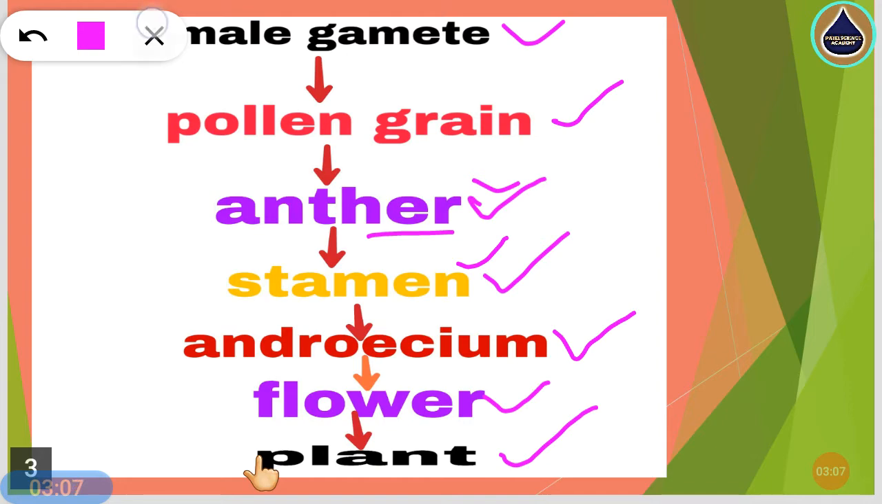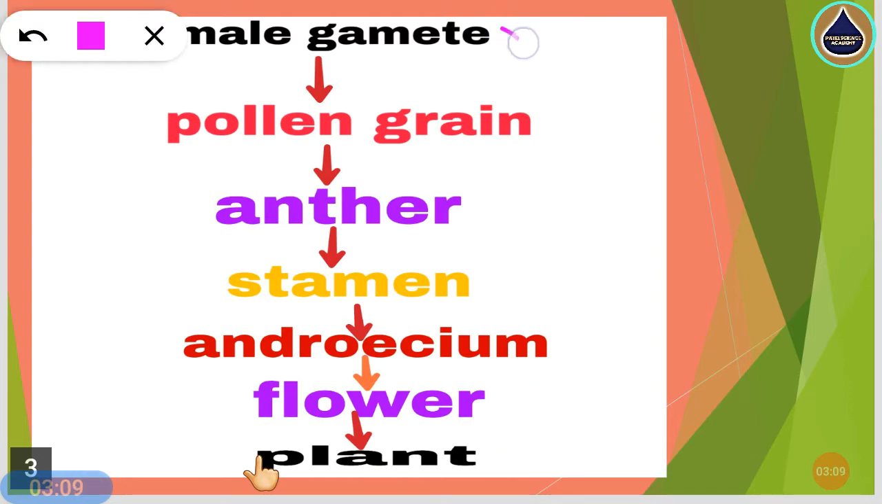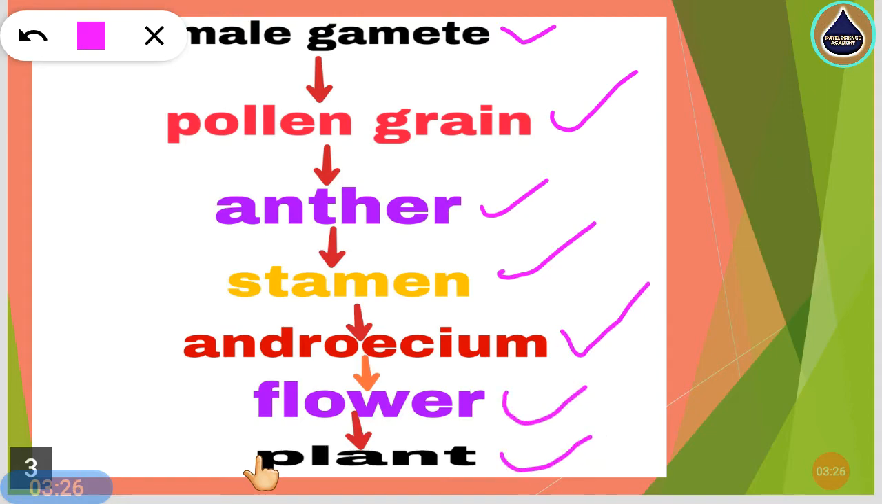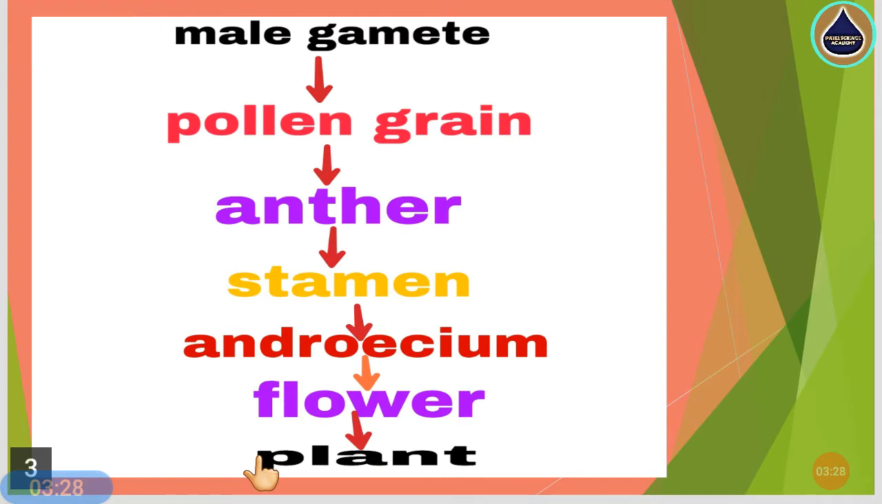So likewise, this male gamete is formed in the pollen grain, which is present in the anther, which is part of the stamen, the single unit of the androecium. The androecium is the male part of the flower. The flower is part of the plant. So likewise, you can first understand about these male gametes. I hope you have understood it.